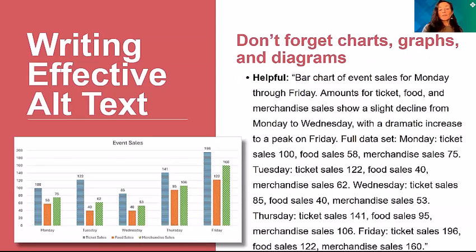So a helpful caption for this might include every bit of information that you see in this bar chart. For instance, that the bar chart is the event sales from Monday through Friday. And then you might even have to tell them, well, on Monday, ticket sales were $100, food sales were $58, or maybe it's not dollars, is it? It's amounts, yeah. And merchandise sales 75. We might have to tell every single bit of the information that is in that chart if we're expecting our students to do something with that information. So if we want them to create, to do some calculations, we need to provide that information for them.